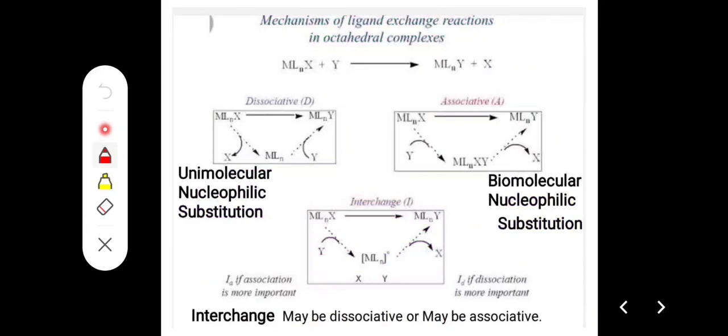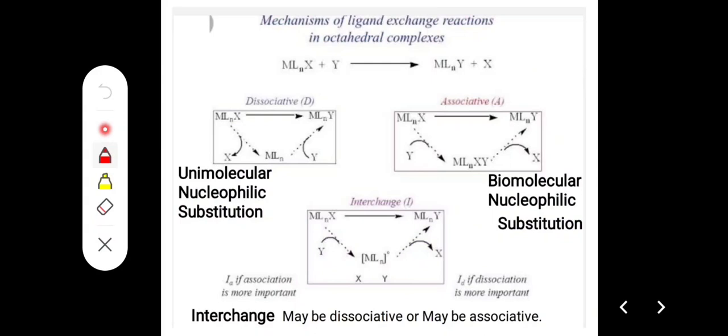But if we observe in inorganic chemistry, we have to consider dissociative and associative mechanism. In associative mechanism, the nucleophile attaches to the initial complex, so the reaction proceeds. For that reason, the associative mechanism depends upon two concentrations: one is the initial complex concentration, the other is the nucleophile concentration.